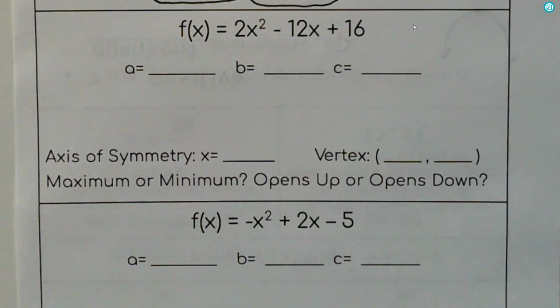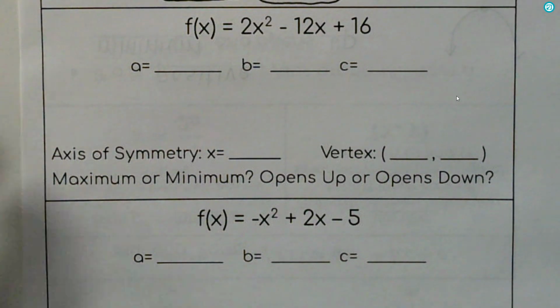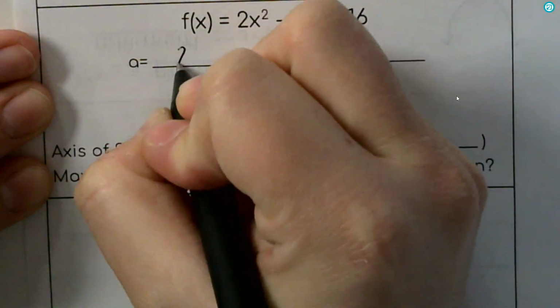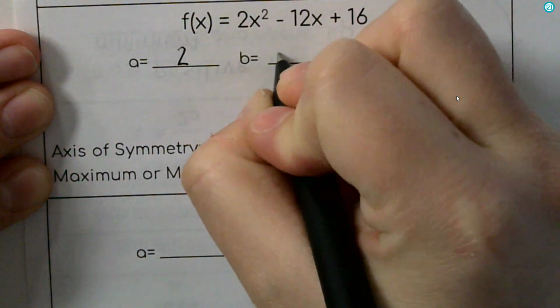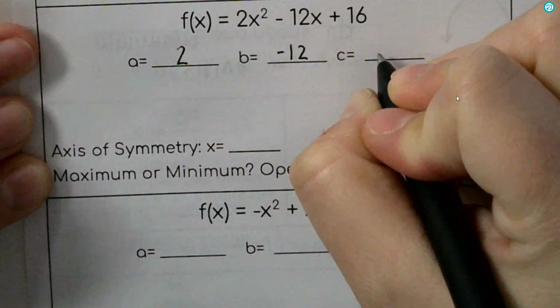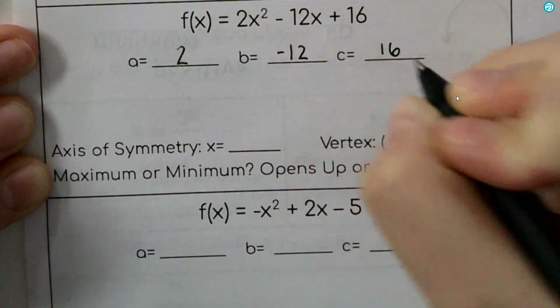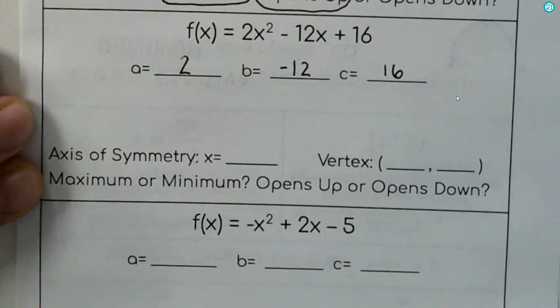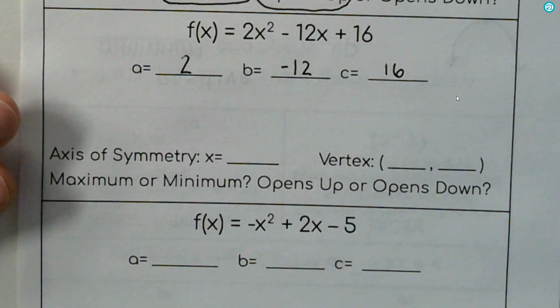We've got 2 more to see. My next one, what's my A value? What's my B value? -12. What's my C value? 16. Awesome. We're not using our C values today at all, but it's easier to just write them all down instead of just like doing 2 of the 3.